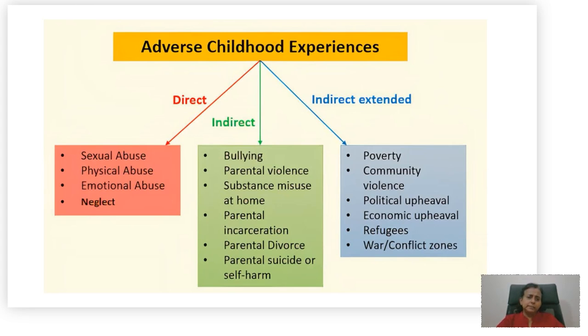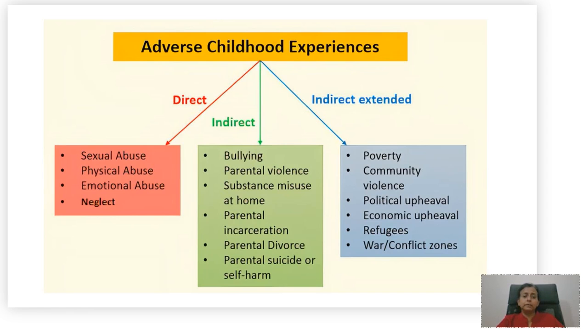So I have put this as adverse childhood experiences, even though child maltreatment directly involves these four that are marked in red: the sexual abuse, physical abuse, emotional abuse, and neglect. It can also be indirect or extended, where indirect means bullying, parental violence.